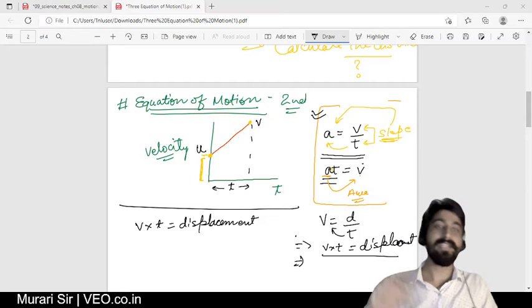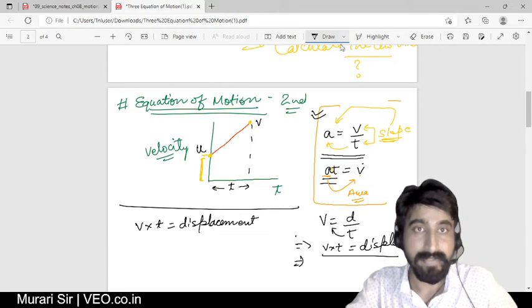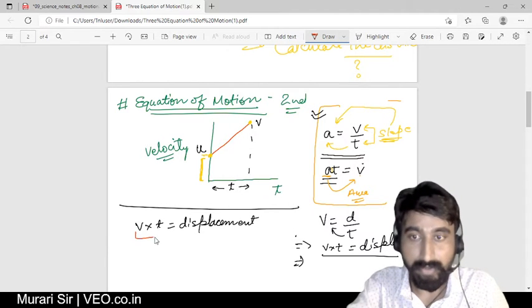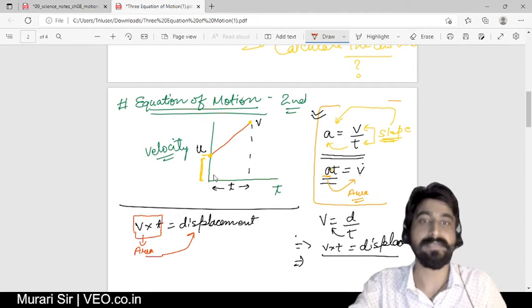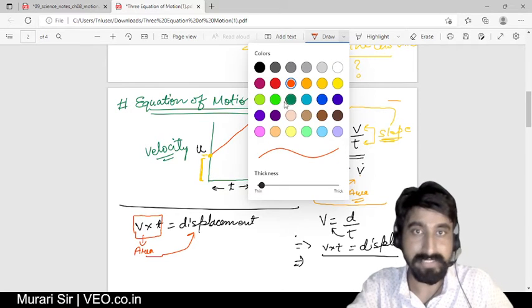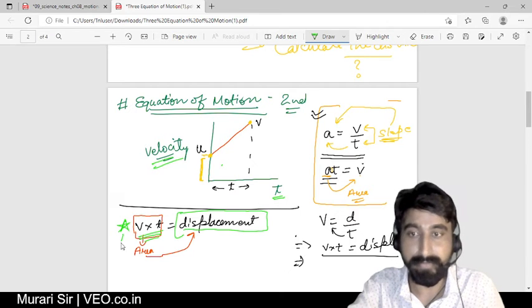So I have done nothing, but it's a very simple part that you can consider. Listen, student, very carefully. The graph between velocity and time, its area will give you displacement. So what is the graph on the screen right now? The graph between velocity and time. So its area will give us displacement. This is very important. You have to remember it, make a note of it.